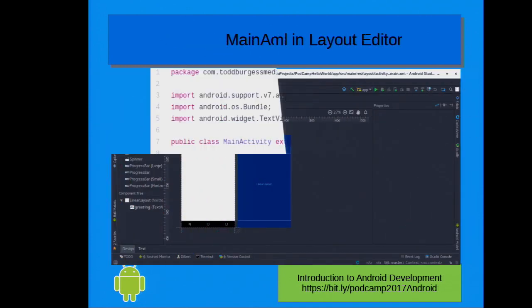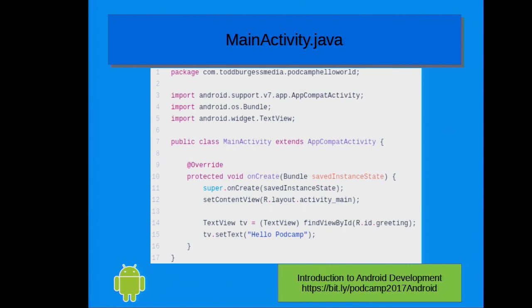You can edit your XML in a layout file, or you can do main activity. Basically, we have our name. The big thing with the app compat activity is that Android has something they call app compat, application compatibility. Normally, we just say activity, but because there's such a wide range of Android versions out there, it needs to be backwards compatible.